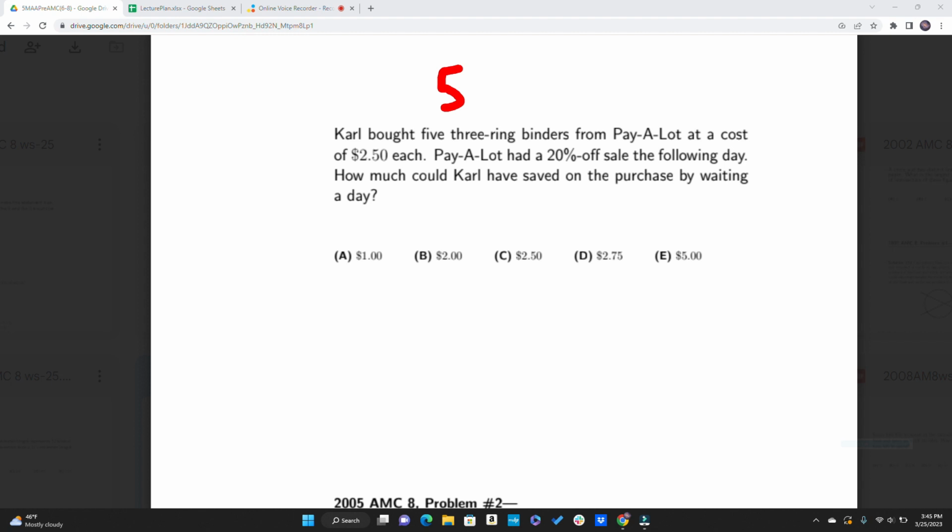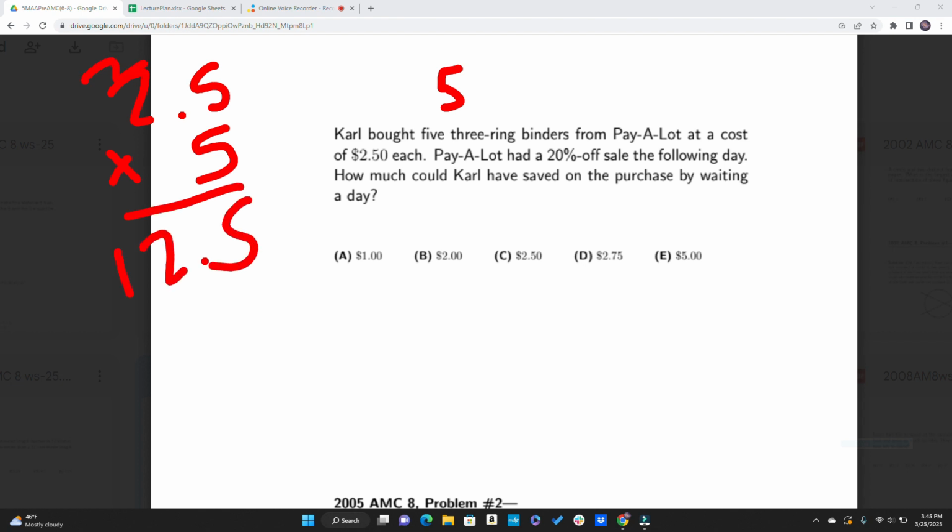Alright, so let's see how much Carl spent because he went a day before the discount. Well, he bought 5 binders and they cost $2.50 each. So he paid a total of $2.50 times 5. That is $12.50. Okay. And then we found out that Pay A Lot had a 20% off sale the following day. So instead of $2.50, it should be 20% off, right?